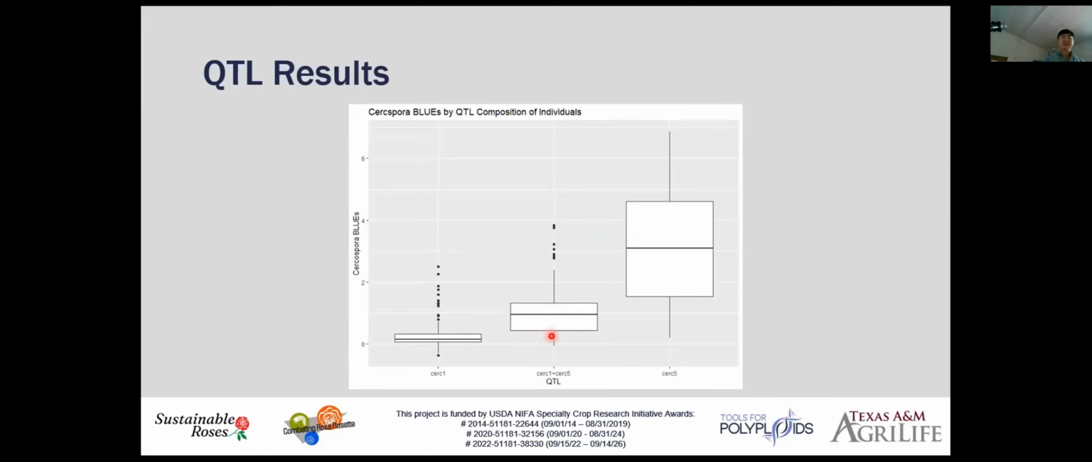So what this tells us as breeders is, okay, we can select for black spot resistance on 5. We can select for RDR4. But when we do select for RDR4, we need to make sure that those individuals also carry the Cercospora resistance allele from linkage group 1.